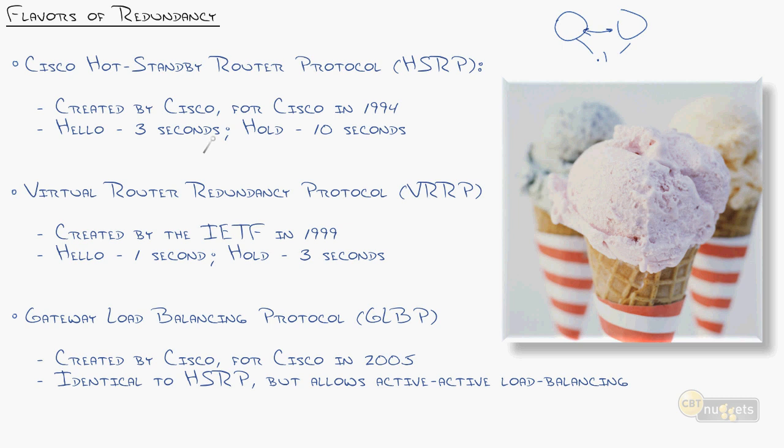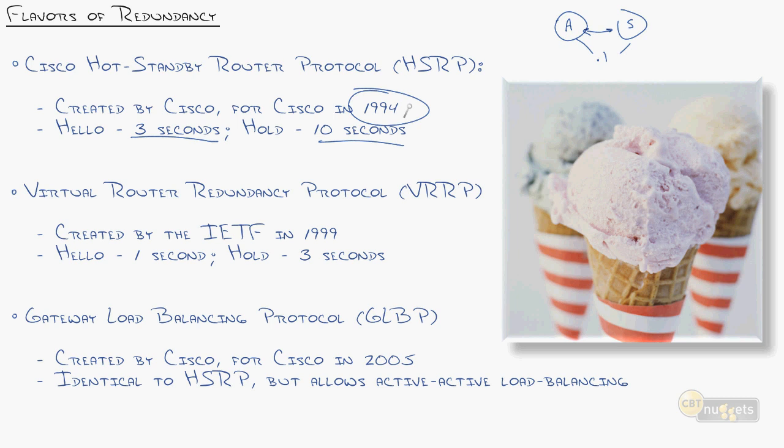By default it says hello once every 3 seconds. Hold down timer is 10 seconds. That means essentially we've got an active and a standby, and if the standby doesn't hear a hello message from the active for 10 seconds, it's going to assume it's down and take over. Now in 1994, that was really fast. In 1994, a 10-second outage did not bat an eye at any organization.